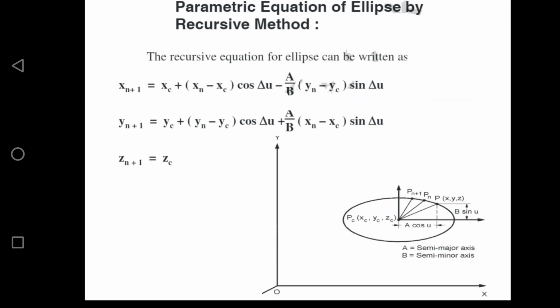So if the examiner is going to ask you a question on this one, you have to solve it and substitute the values as per this equation, and you need to find out the parametric values of the equation given for the ellipse by the recursive method. So this is about the parametric equation of your ellipse.